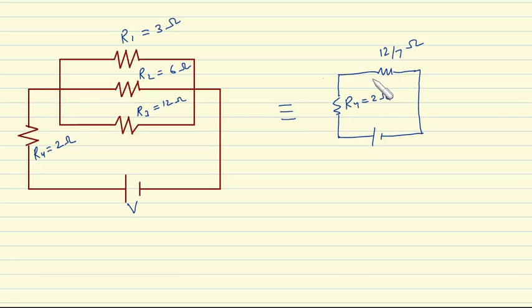So to find the equivalent of a series connection, we just simply add both the resistances. So the equivalent of this circuit will be 2 ohm plus 12 by 7 ohm, which is equal to 14 plus 12 divided by 7, which is equal to 26 by 7 ohm. I hope you have understood the effective resistance of a series circuit, of a parallel circuit, and of a mixed circuit also.